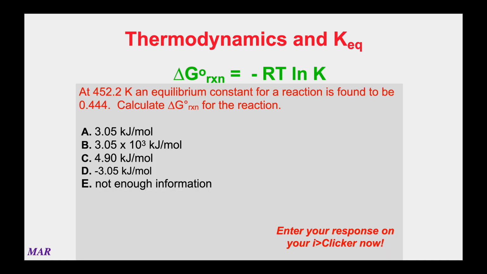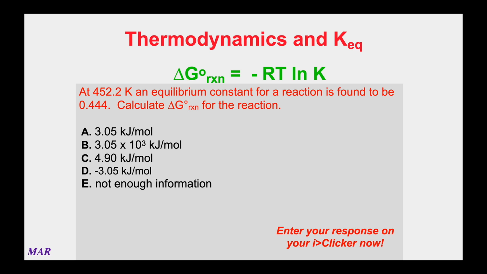At 452.2 Kelvin, an equilibrium constant for a reaction, 0.444, let's calculate delta G. Okay, before we do the math here, this K is less than 1. It's a reactant-favored K. And Ks that are less than 1 should have delta G values which are positive, non-spontaneous. So that's a nice way to kind of check yourself.